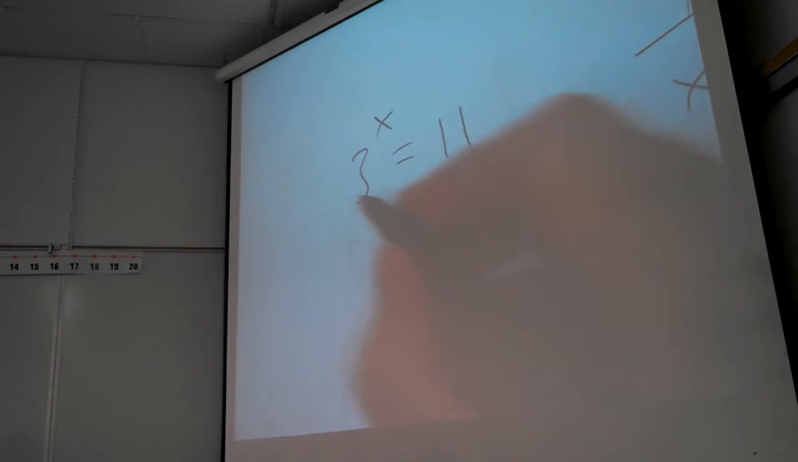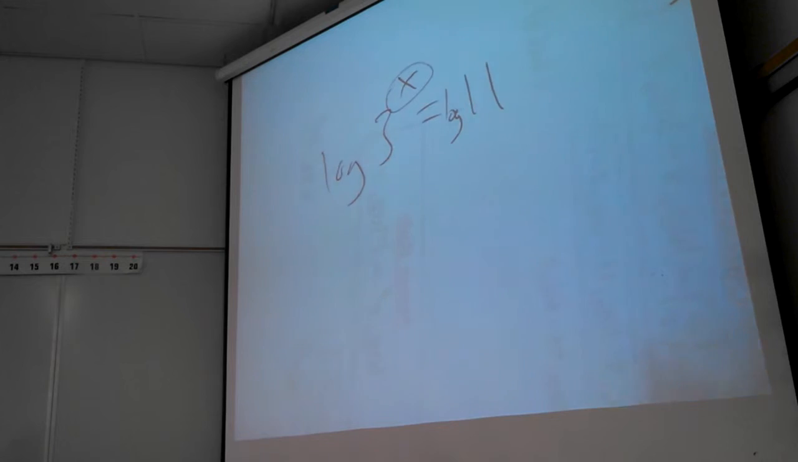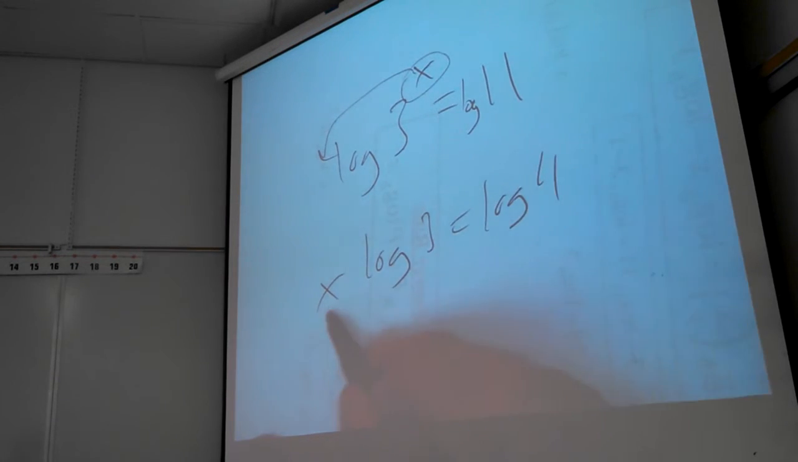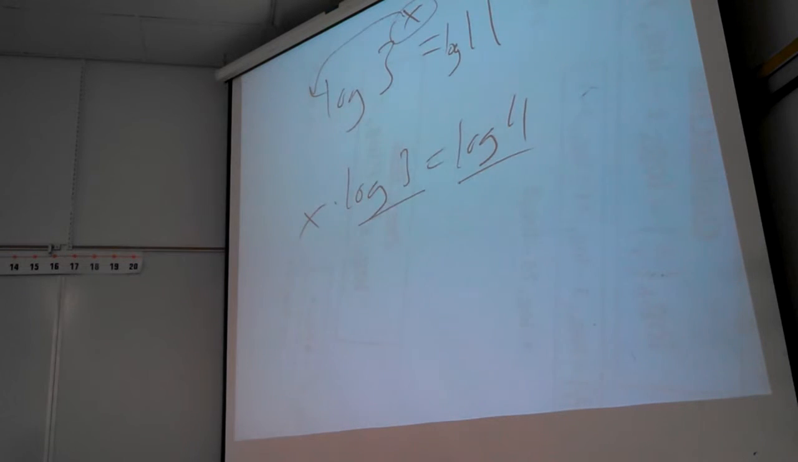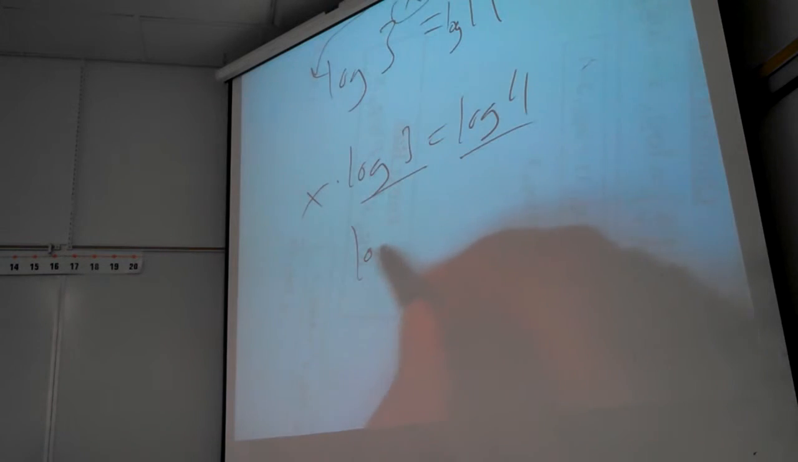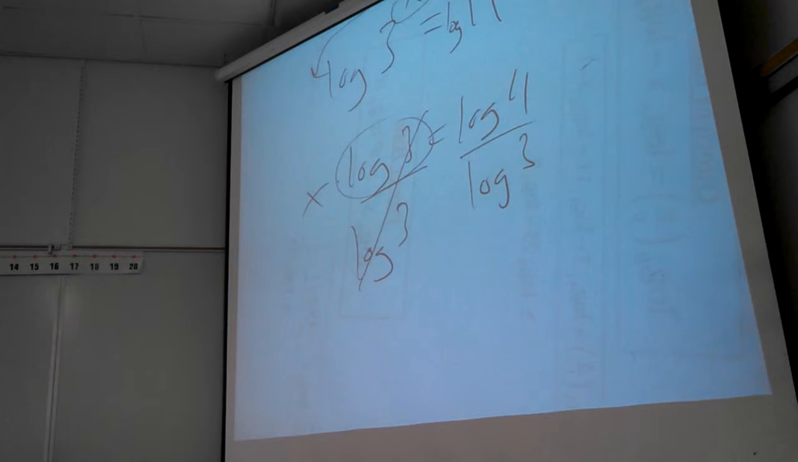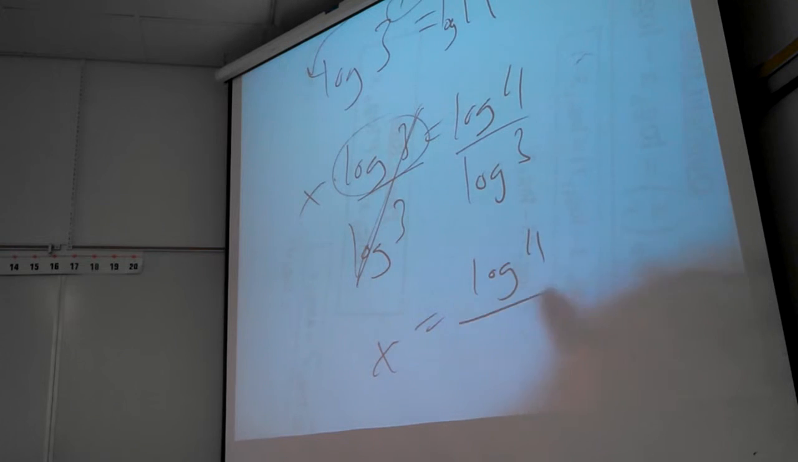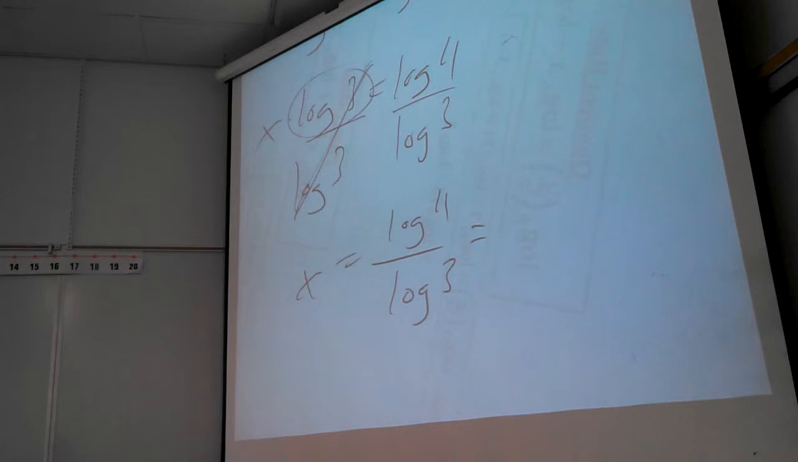So if I did log of both sides, what would happen? This would come down. Now how do you solve this? This is x times this equals this. How do you get x by itself? Divide by log 3. Because log 3 is just a number, right? What's the base understood to be? 10. So log 3 divided by log 3 is 1. x equals whatever this is. And then I can put that in the calculator and estimate it.